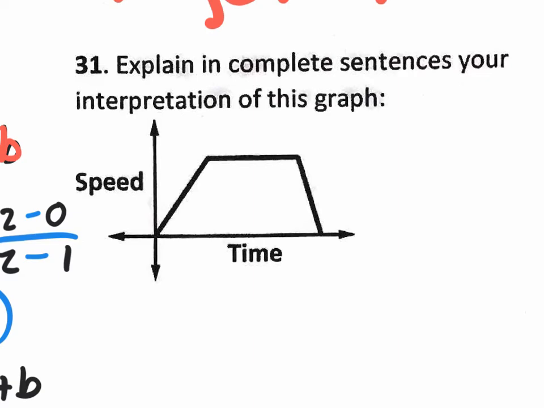So, Adrian, number 31, it says, explain in complete sentences your interpretation of this graph. Now, it could be speed and time. Give me any example that would work with speed and time. Speeding a vehicle. A vehicle, okay, a car. Now, check this out. What does it mean if you're at time 0? That's where you begin, right? Okay. So let's say as time goes by, what's happening to your speed? It's increasing. And then all of a sudden, stays the same.